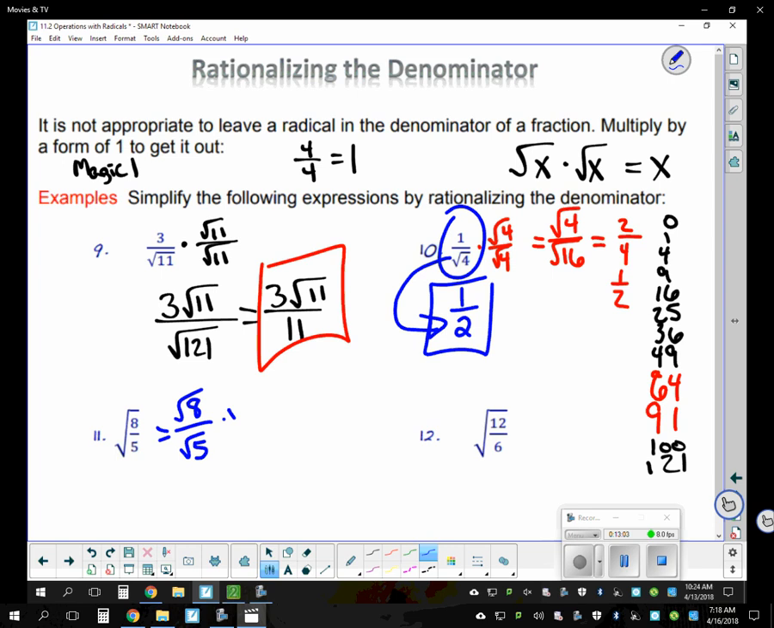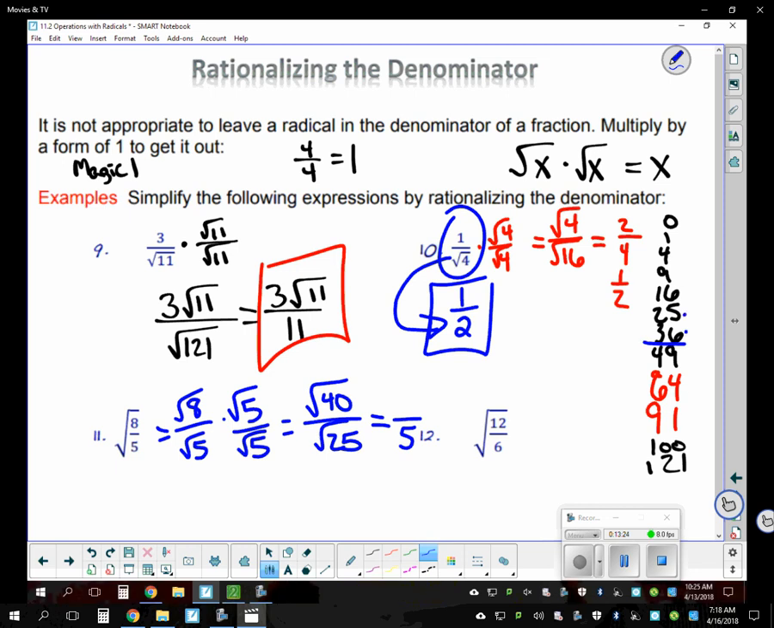And then we've got to get rid of the radical in the bottom. Square root of 5 can't be simplified, so we make it times square root of 5 over square root of 5. You get square root of 40 over square root of 25. And then we need to simplify our radicals. Well, the easy one's on the bottom. That's 5. We know that's going to turn into a perfect square.